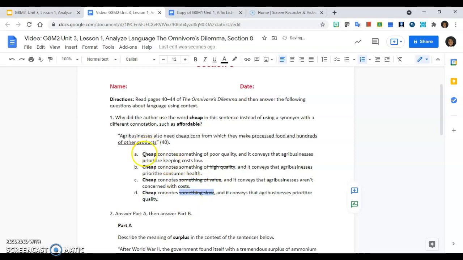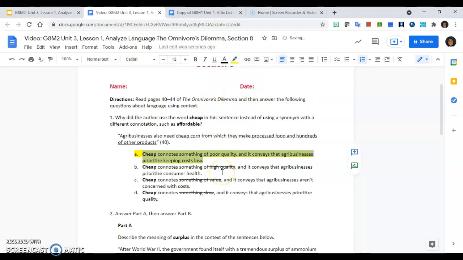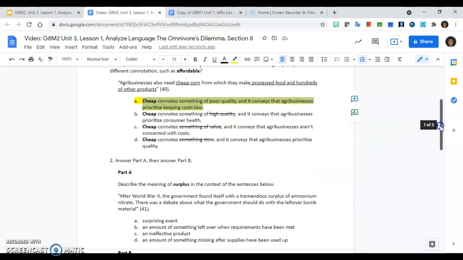And so that leaves us with A, which is cheap, connotes something of poor quality. That does have a negative connotation that is going to be in line with our answer the most. So number 2 has 2 parts.